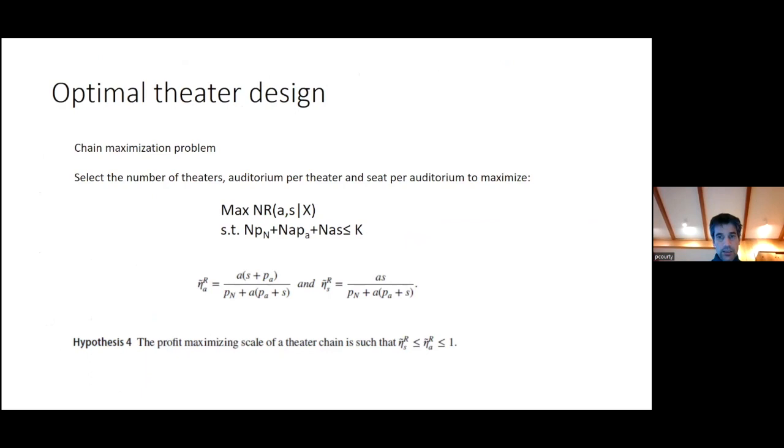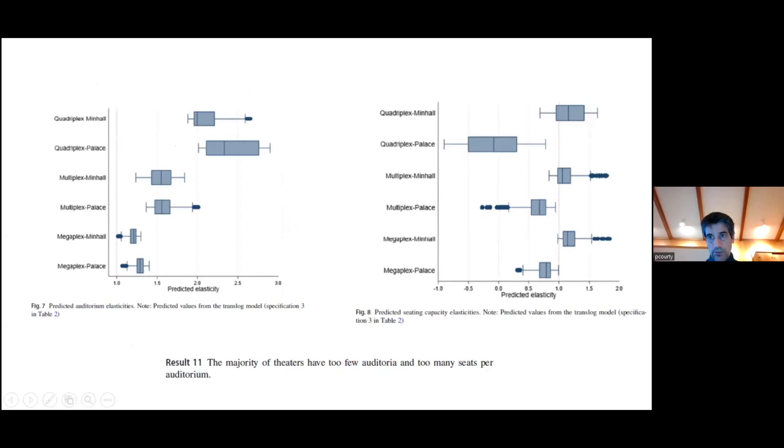And then we write a very simple optimization problem where we say, look, there's a cost of opening a theater, a cost of adding an auditorium, and a cost of adding a seat per auditorium. Then we derive the first order condition, and this allows us to do some prediction. We find that the majority of theaters have too few auditoria and too many seats per auditorium. Too few auditoria, because the majority of theaters have an auditorium elasticity greater than one, and the theory predicts that it should be less than one. A theater should never land on a number of auditoria such that the elasticity of revenue with respect to an additional auditorium is more than one.